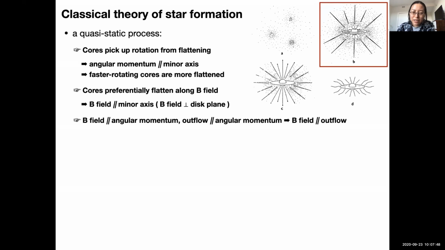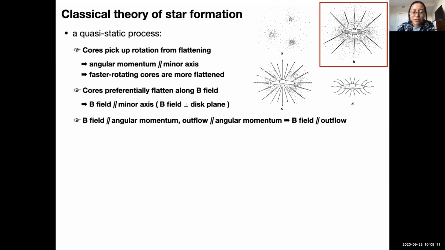And in addition to that, if we assume the disk rotation and the core rotation are aligned, and since we know the protostellar outflow should be roughly aligned with the disk rotation axis, this means the magnetic field and the outflow should also be aligned. So in this simplified, idealized scenario, everything should be aligned.